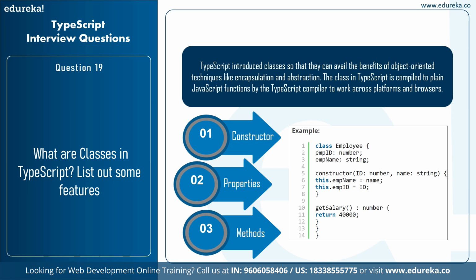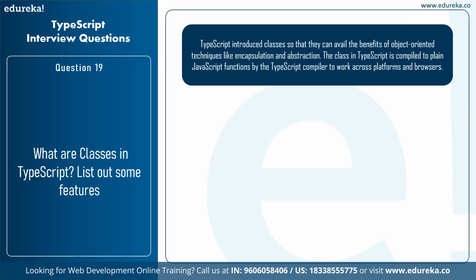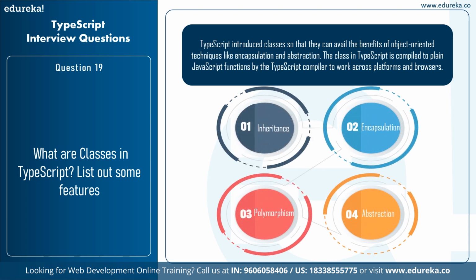Then we create a constructor with the ID, which is a number, and then the name, which is a string, and then use the this keyword in order to map the employee name with name and the employee ID with ID. And finally, we just return the value that we want to get here. So here we have taken one function as get salary, which is also a number data type, which will return the value as 40,000. So this is how you use the classes in TypeScript and also how you declare different properties and methods inside it. Now talking about some of the features of a class, it has inheritance, encapsulation, polymorphism, and abstraction. Now let's move on to the next question.